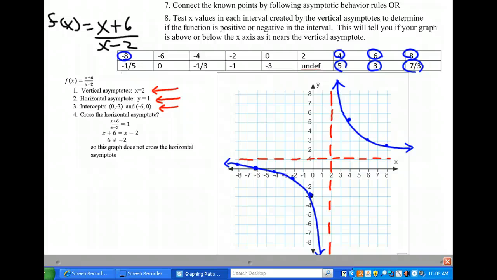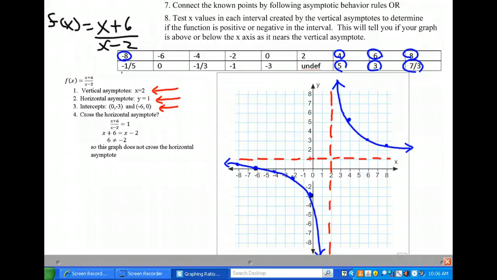And that completes our graphing of this function. And the most important part here is to remember all the different steps. Remember that we need to find the vertical asymptote and the horizontal asymptote, the intercepts. You need to determine if it crosses the horizontal asymptote. You're going to have to plug in a bunch of points to determine the behavior of the function on each side of the vertical asymptote. And then you sketch it in and you're done.